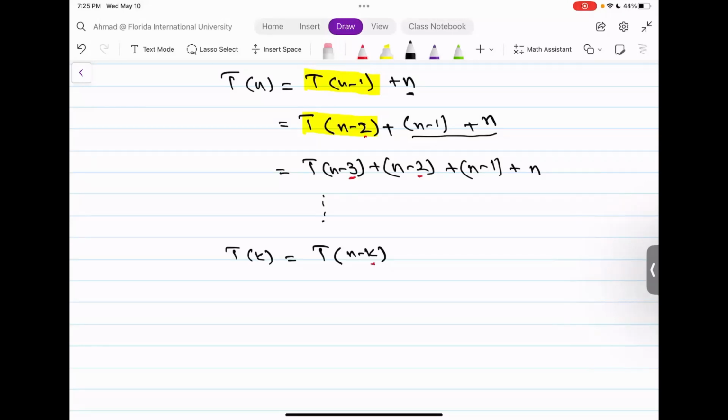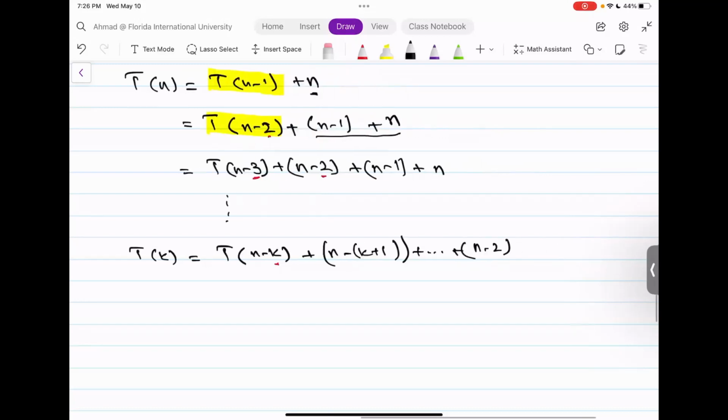That is what I am going to do here. Plus n minus k plus 1, the next term, right? Plus so on, plus n minus 2, n minus 1, plus n. That's what we are going to get.